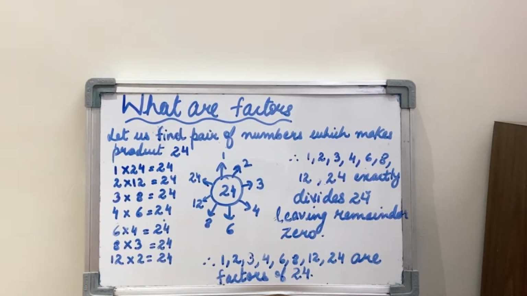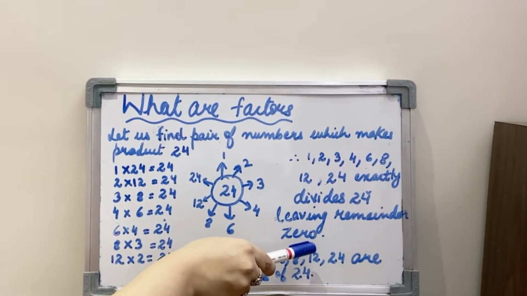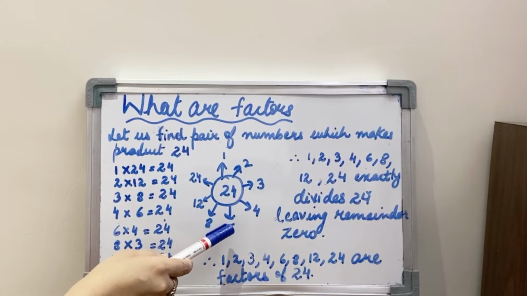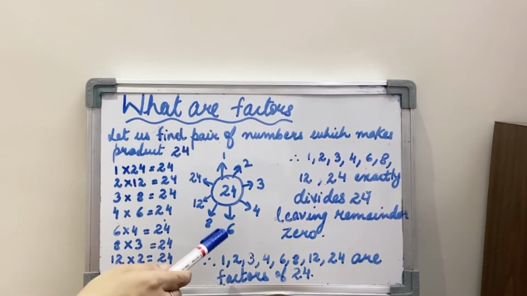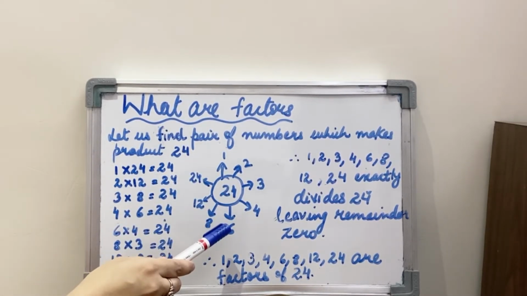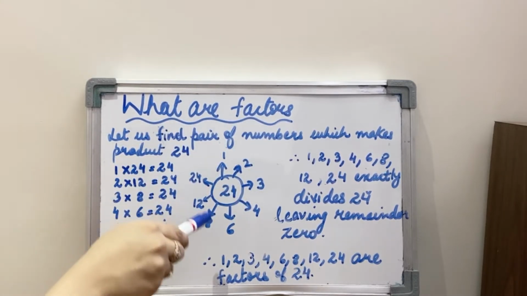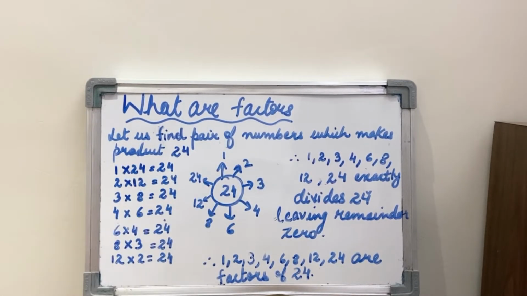So which points do you have to keep in mind? The remainder should be 0 whenever a number is exactly dividing it. Then it will be called a factor. And 1 and the number itself will always be a factor of the number. And all the factors are less than or equal to the number.